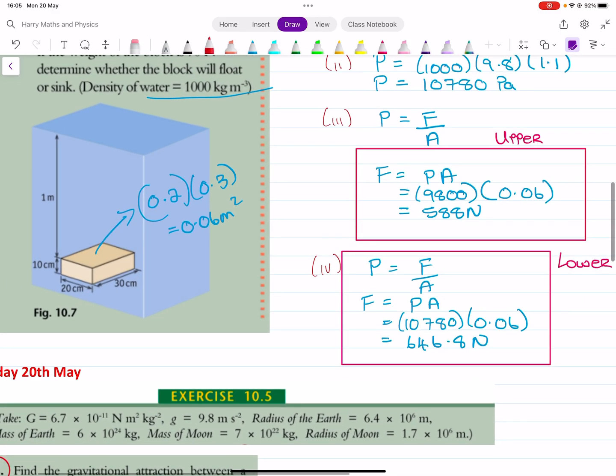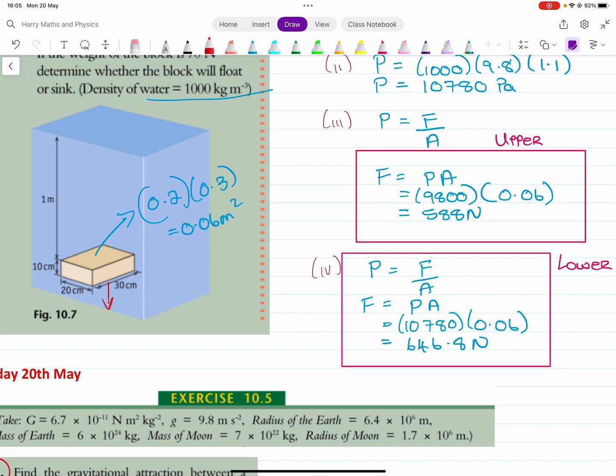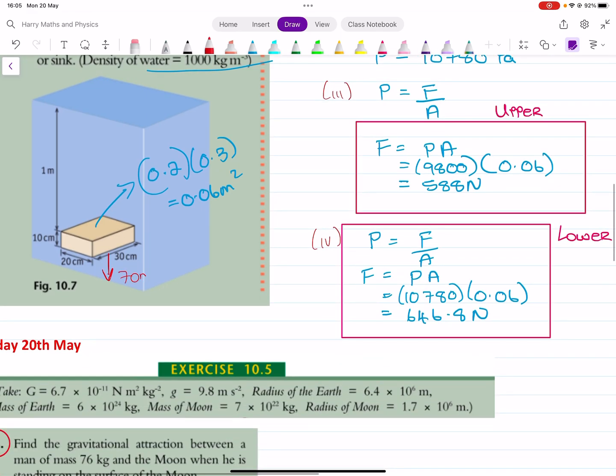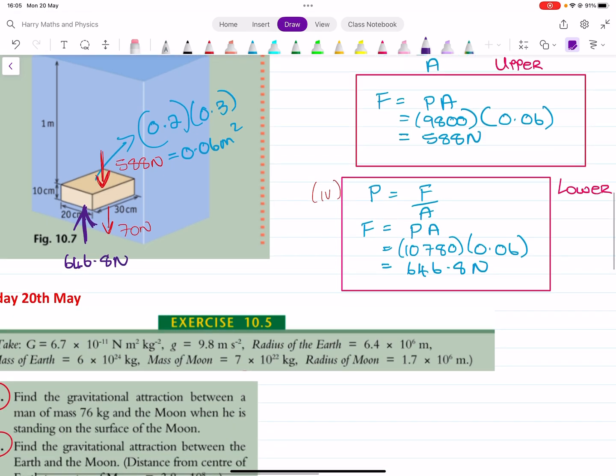Okay, so what we have is the weight acting this way and it's 70 newtons. The force on the upper surface due to the water, so that's that force, is going to be 588 newtons. And then the force on the lower surface due to the liquid, so that's below pushing up, is 646.8 newtons. So essentially what we have is up, we have 646.8. Down, we have 588 plus 70. So we have 658 newtons. So what's winning? Down is winning, isn't it? Yeah. So therefore, it'll sink.